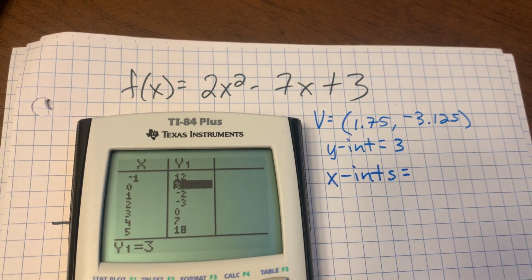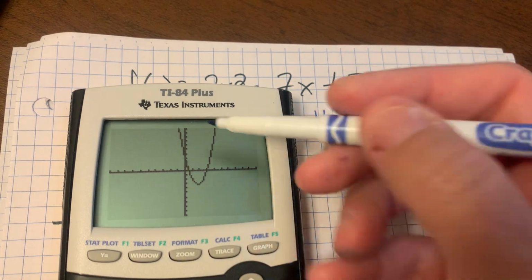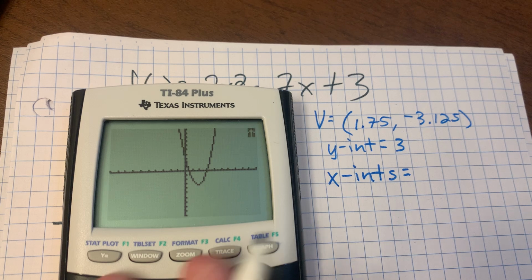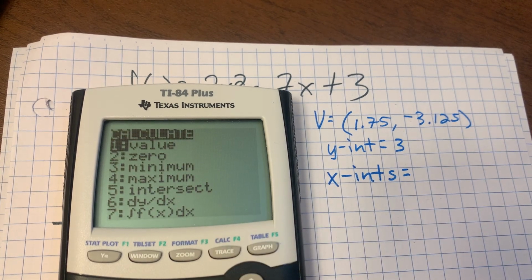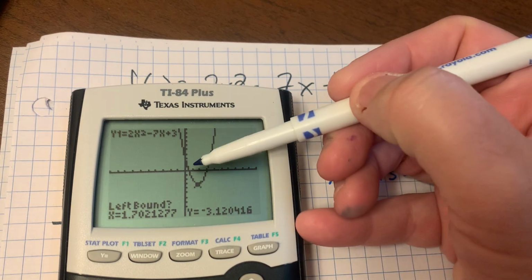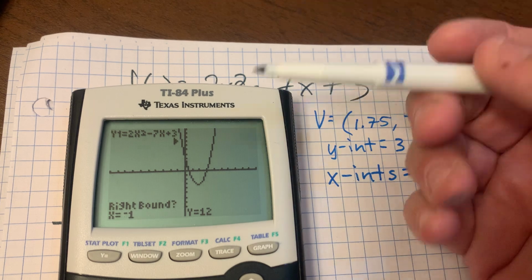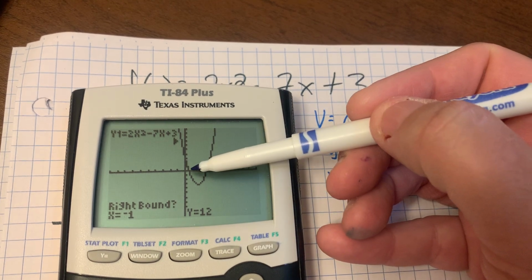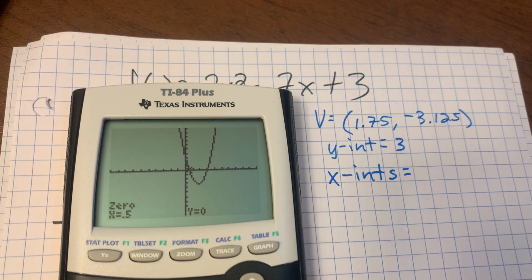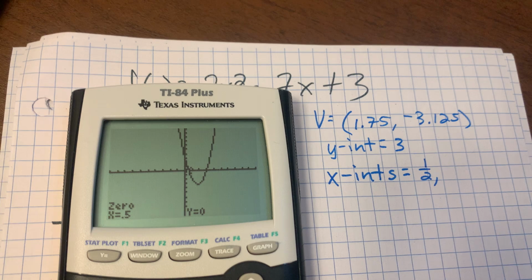Next thing we need are the x-intercepts. To find those, we'll go back to our graph. Again, I think this is about 1/2. So we're going to go second trace. I'm going to choose option 2 for 0. I need an x value to the left of this. I'll say negative 1 just to be safe. I need another one over here to the right, so I'm going to say 2. And then I'll hit enter for guess, and my x-intercept is at 1/2 or 0.5.